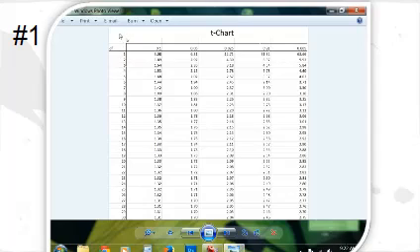So the first thing you would do once you open your t-chart or you bring it out is you have to look up the degrees of freedom. Degrees of freedom is always n minus 1. So your n was 16, so you'd go to 15. So your answer would be somewhere on this row right here with the 15.